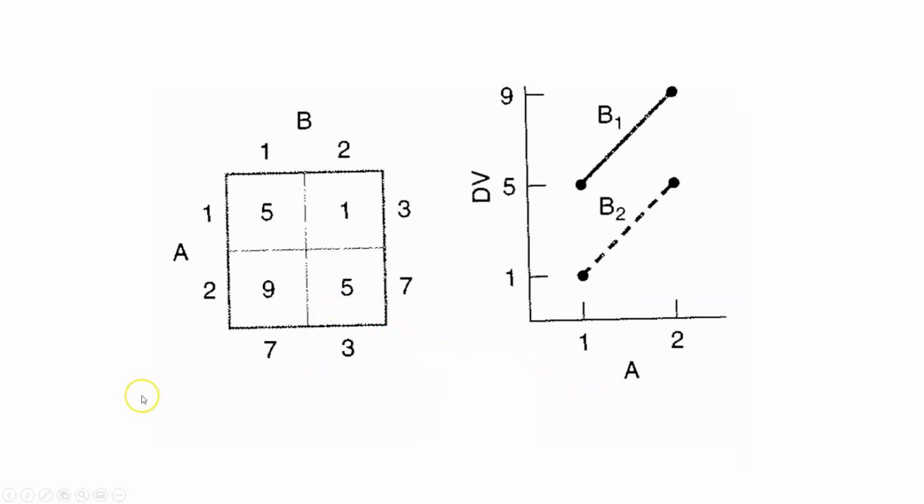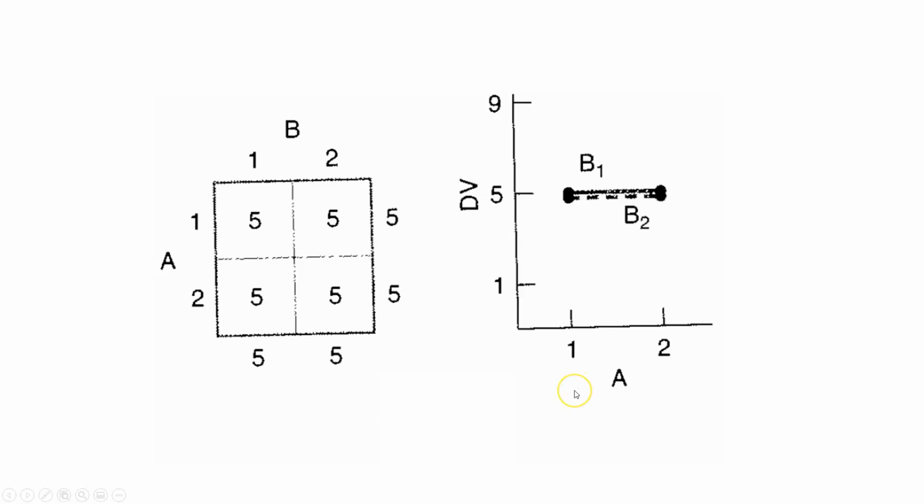What about here? Main effect of A, main effect of B, interaction. So here you should recognize that 3 and 7 are different, so there's a main effect of A. 7 and 3 are different, so there's a main effect of B. And there's no interaction because these two lines, again, are parallel.